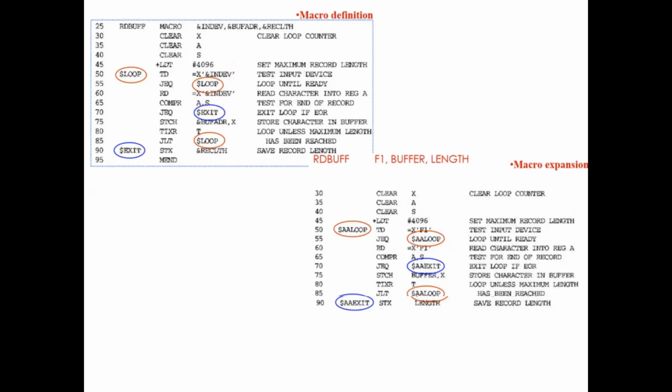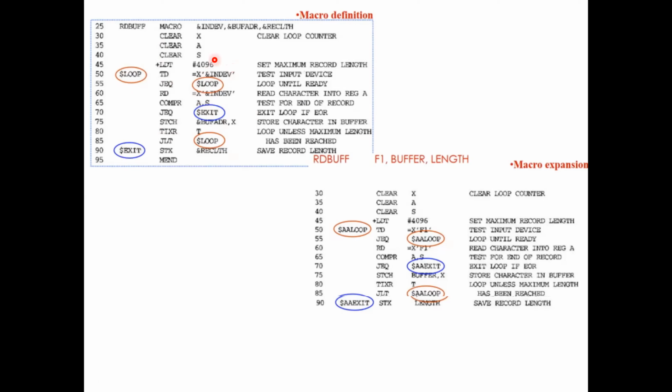We have one more example in this set. You have the macro RDBuff where there are two labels, loop and exit. In the previous case, we had only one label. Here we have two labels. In the macro, loop is used at this point, loop is used in two places, and exit is used in one place.